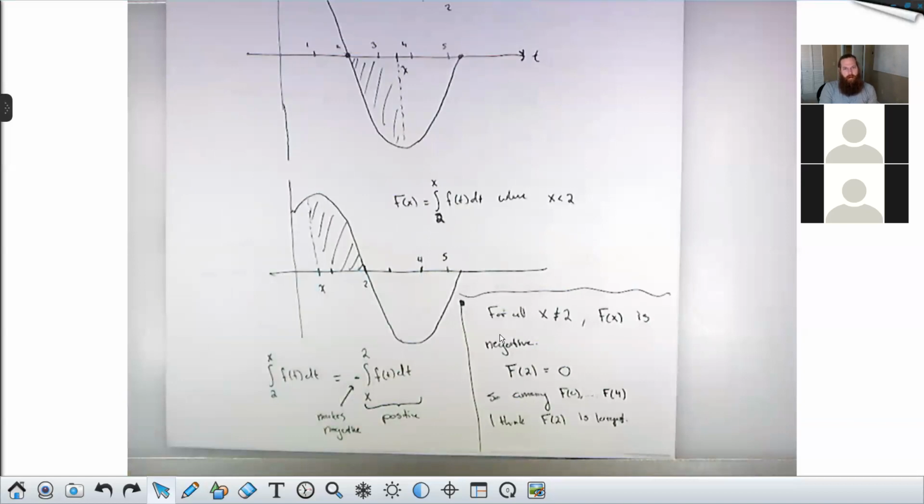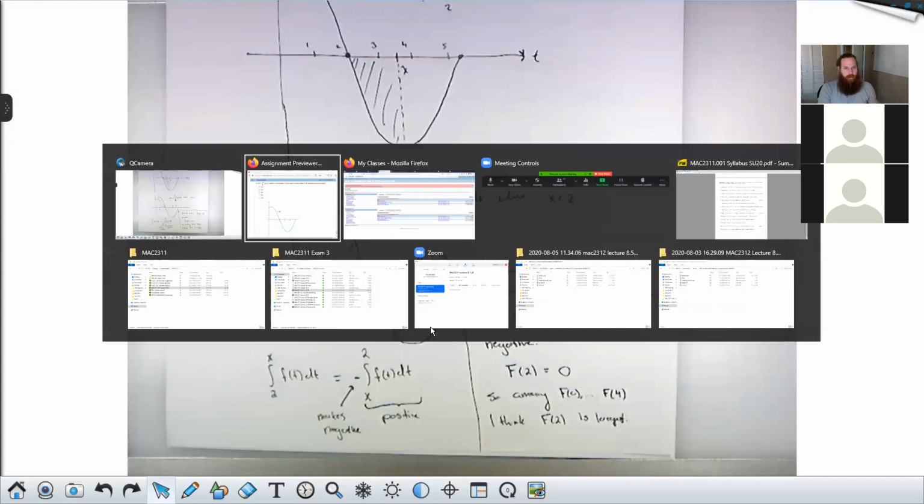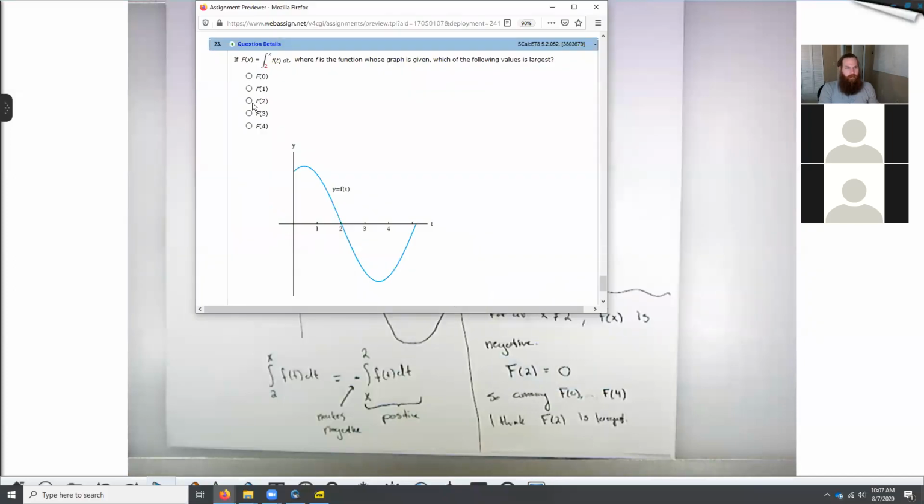So I suspect that capital F is always negative unless x is equal to 2, in which case capital F is equal to 0, because the area from 2 to 2 is definitely 0. So we can check this by looking at the key, but yeah, my strong suspicion is that it's this guy.